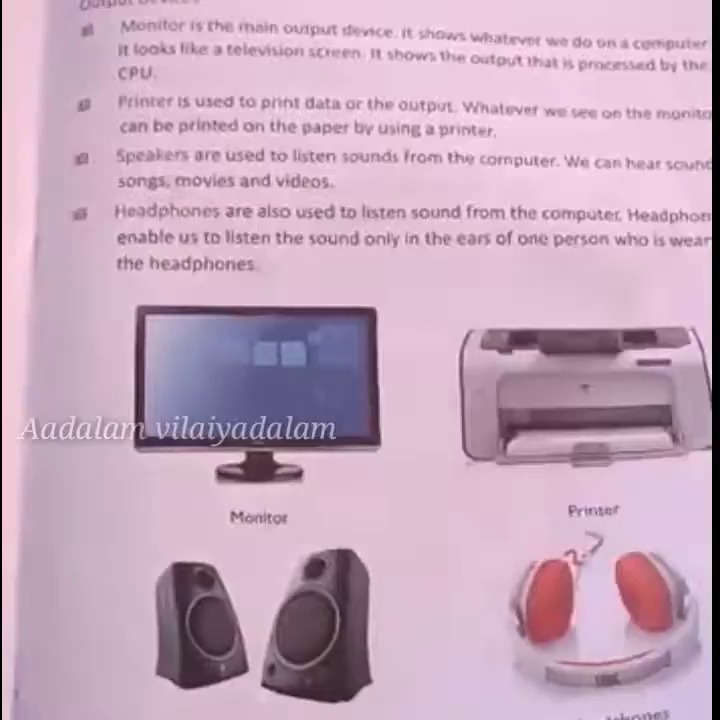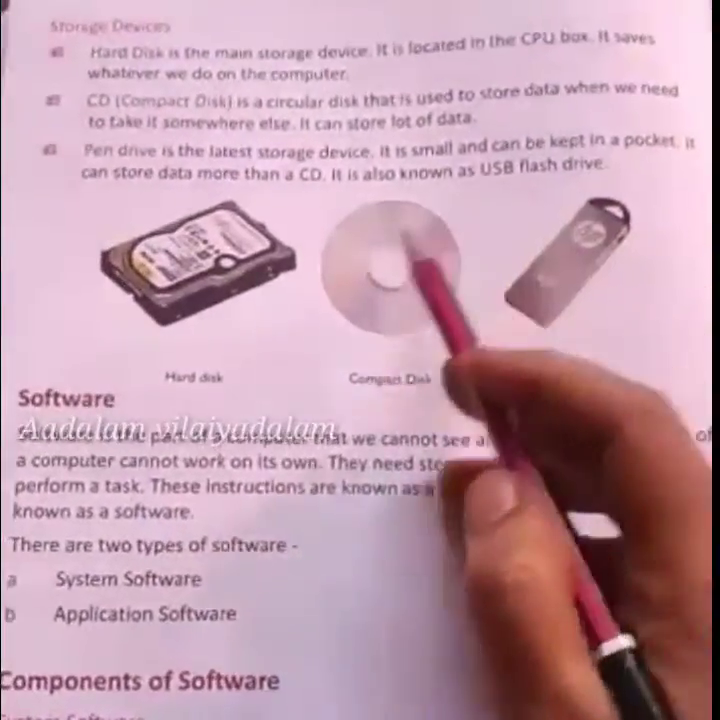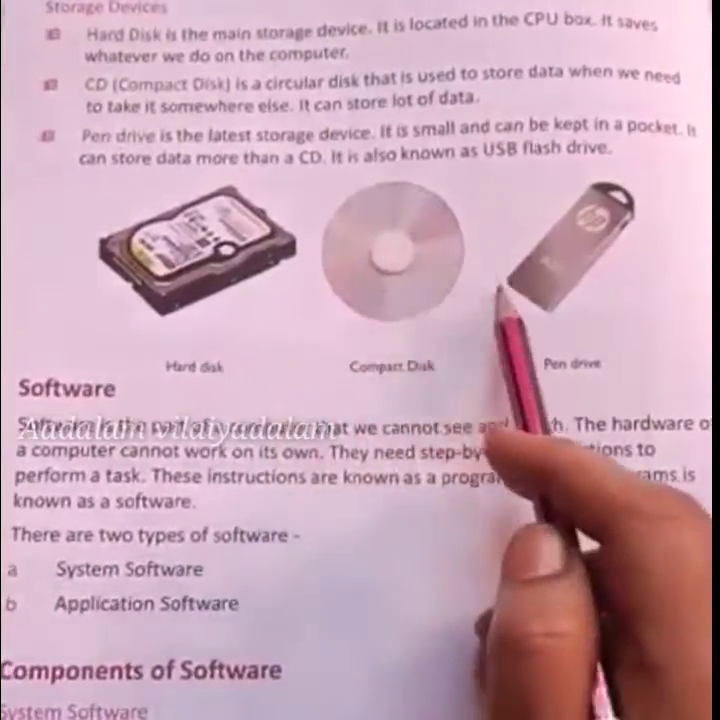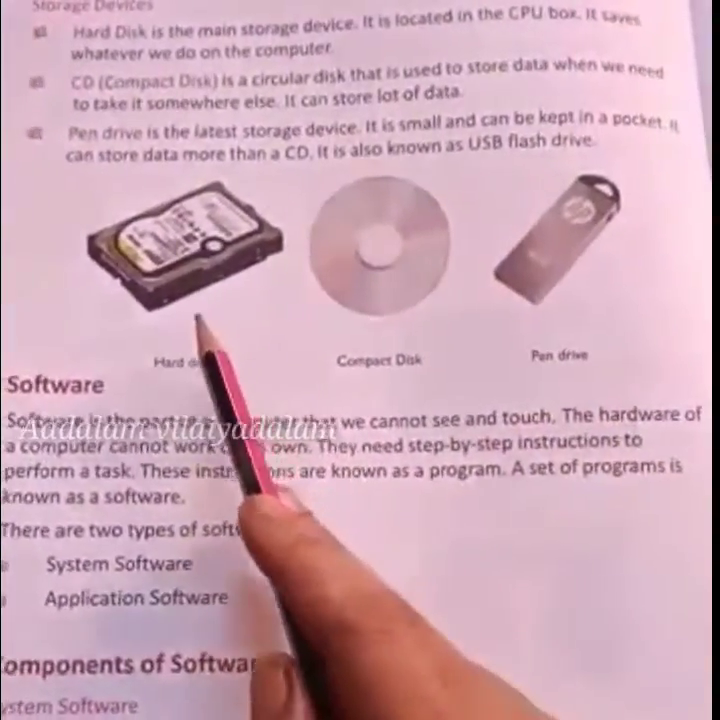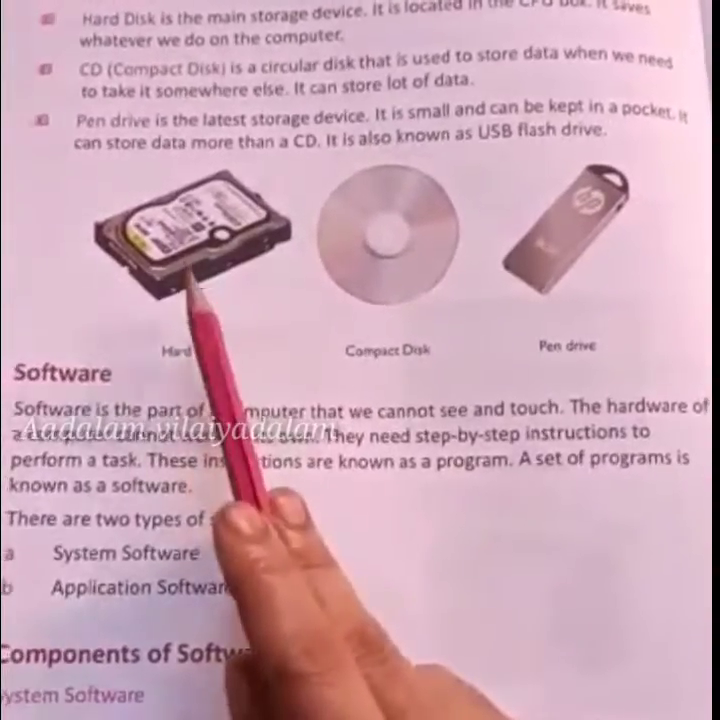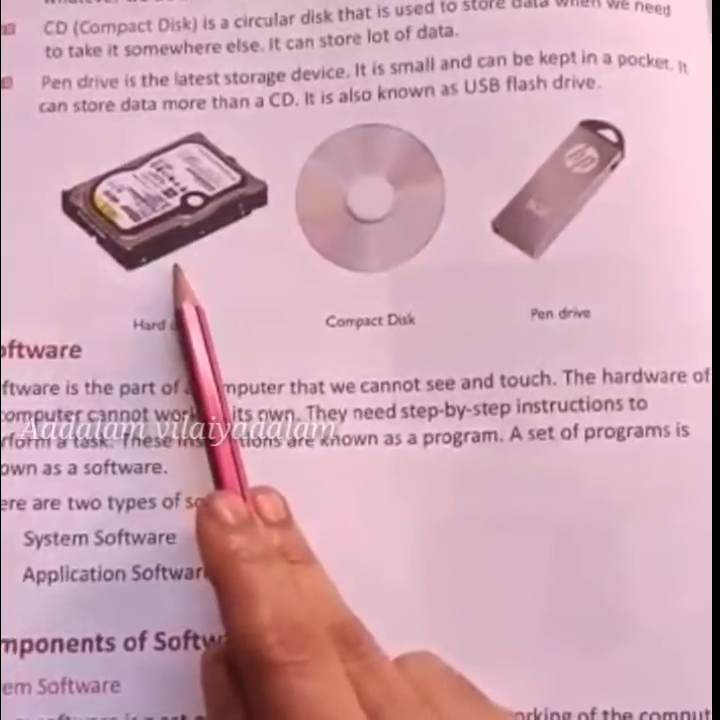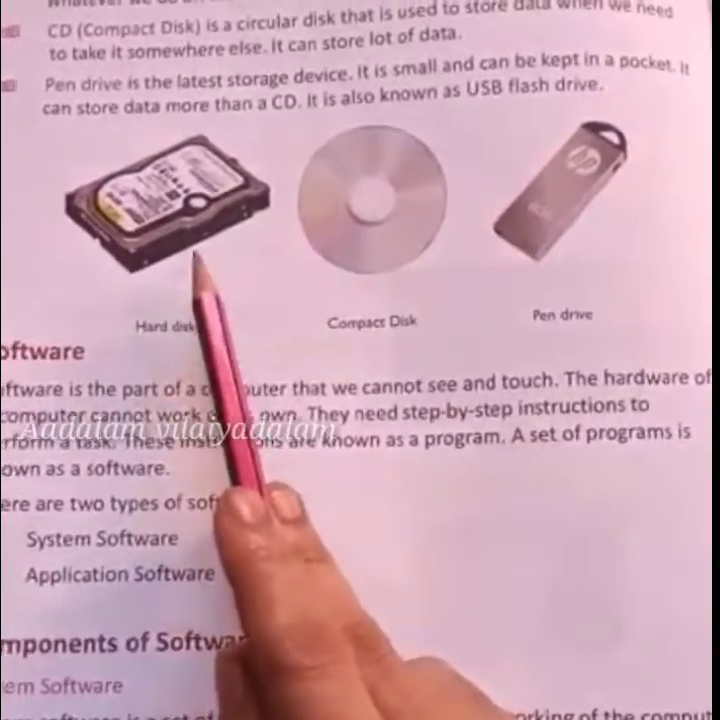Next we are going to see about storage devices. These are the three main storage devices. First one is the hard disk. Hard disk is the main storage device. It is placed inside the CPU box. Without a hard disk, we cannot switch on the computer.